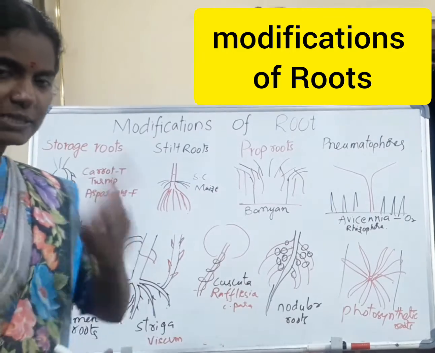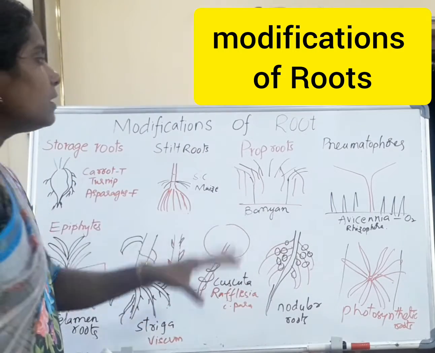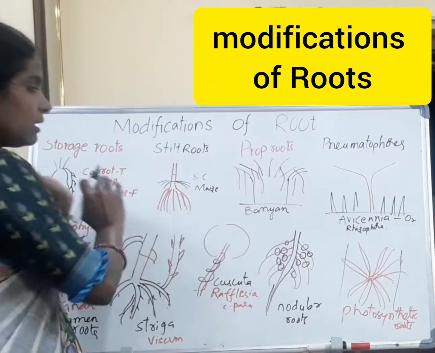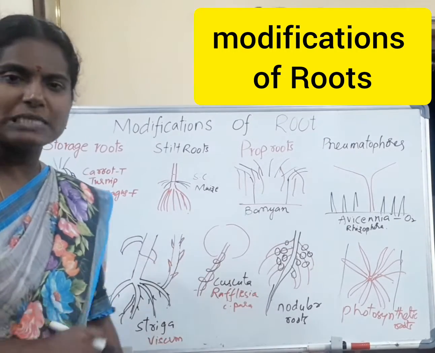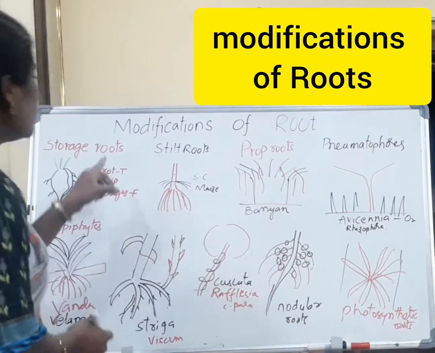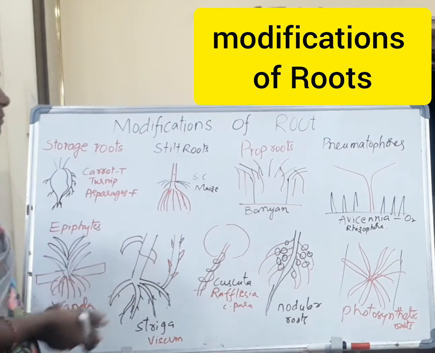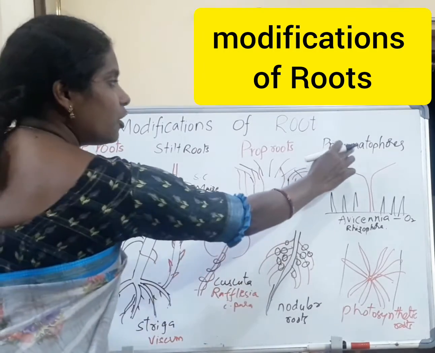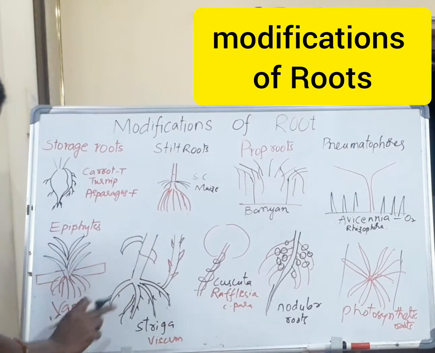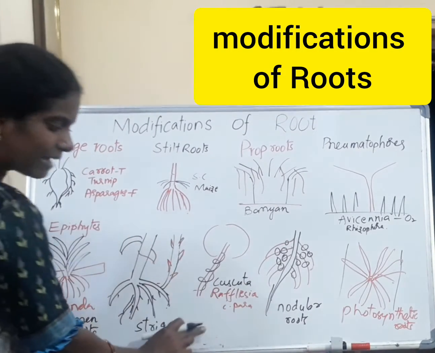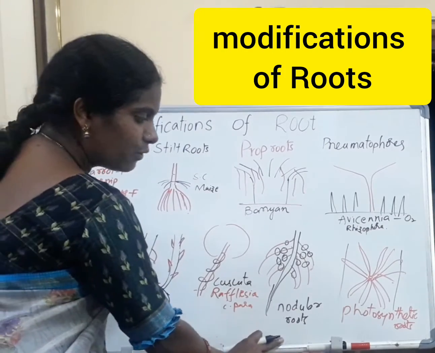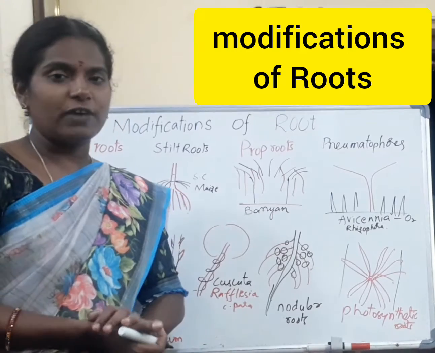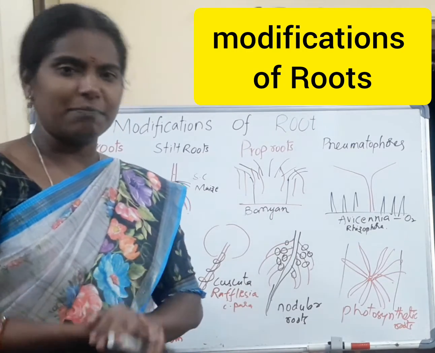So once again students, I am saying the types of roots. In the exam you should write all these types of roots, their pictures and their examples with a proper explanation. Once again, what are the types of roots? Storage roots, stilt roots, prop roots, pneumatophores or aerial roots, velamen roots, parasitic roots, nodular roots, photosynthetic roots. So there are many root modifications observed in flowering plants.